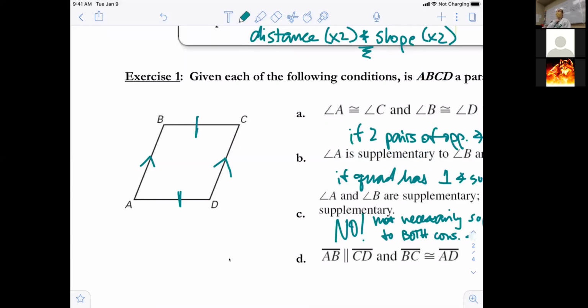I see a lot of yeses, but I'm going to argue it's a no. Can someone tell me why I'm going to argue it's no? Donna, you know? So what does the theorem on the front say?